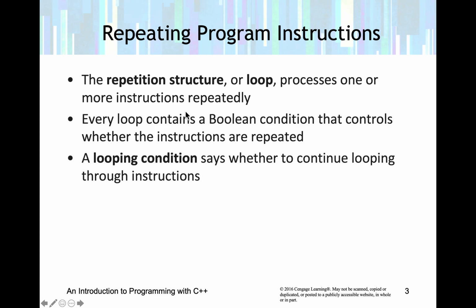So the loops are going to have a condition, just like the example we had about the password. The condition would be: if the password is incorrect, then keep looping, keep asking them for the password. Or if it's incorrect and they've tried it fewer than 3 times, keep looping. So the looping condition says whether to continue looping through the instructions or not. And you always want to check: if it's true, then it's going to go into the loop.